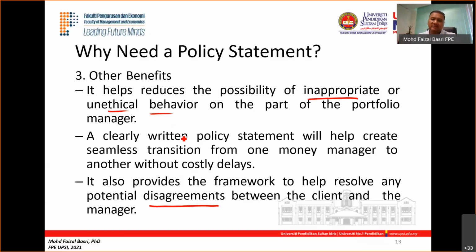So if they have a policy statement, dia boleh bawa je that policy statement to another portfolio managers, and that will become easy transition. Okay, so when they change from one portfolio manager to another, it will be smooth transition between one to another without any delays. Okay, tak perlu lah set up everything from the scratch. Okay, sebab you dah ada your baseline ataupun your basis.